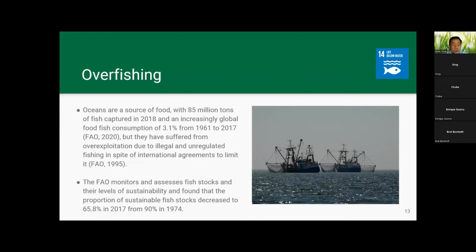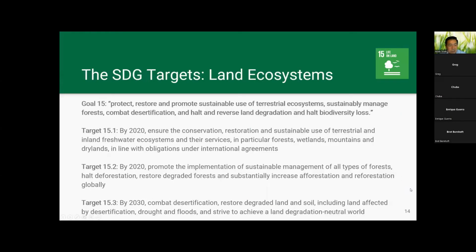Oceans are a source of food, with 80 million tons of fish captured every year. With increasing fish consumption and increased population, the oceans of course suffer from overexploitation due to illegal and unregulated fishing. So the sustainable fish stock has fallen from 90% in 1974 to only 65% in 2017. Sustainable means that we don't fish to the extent that the population doesn't renew itself.